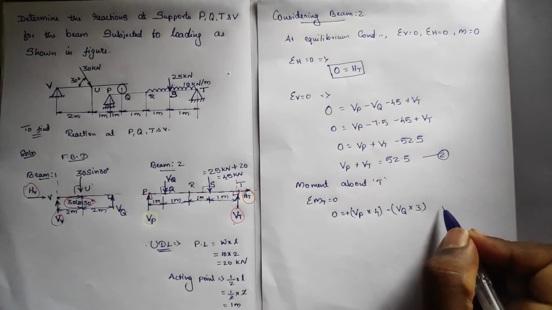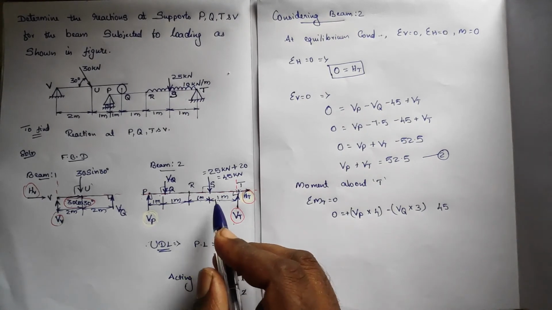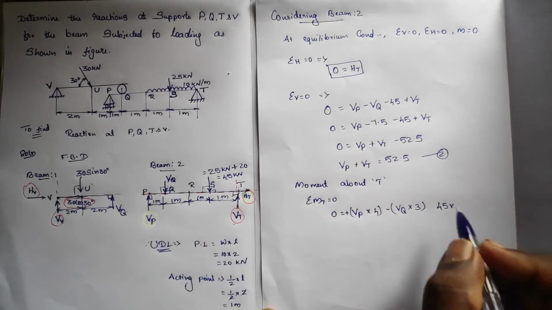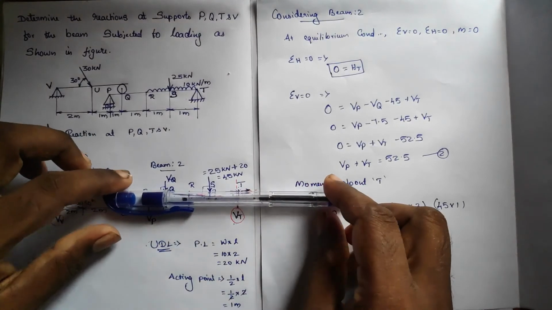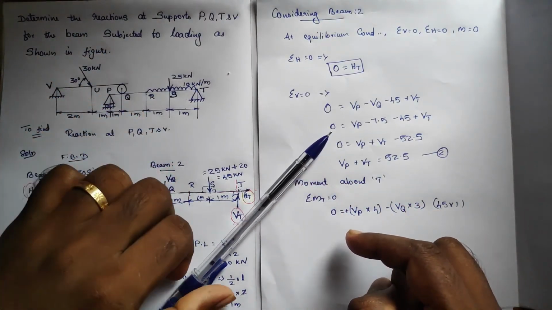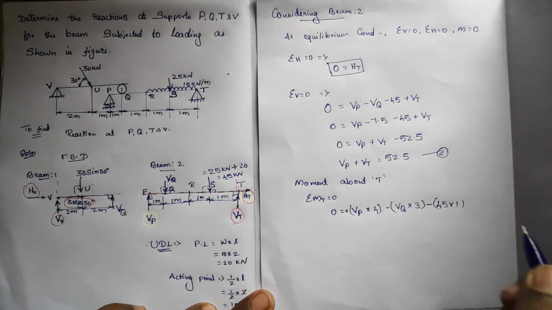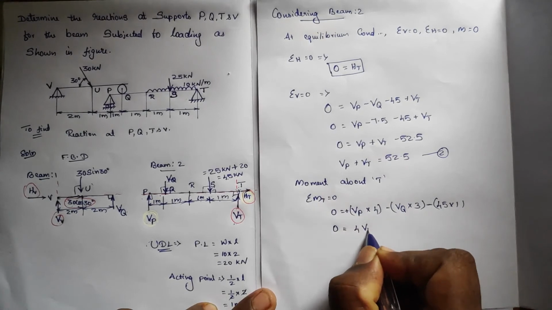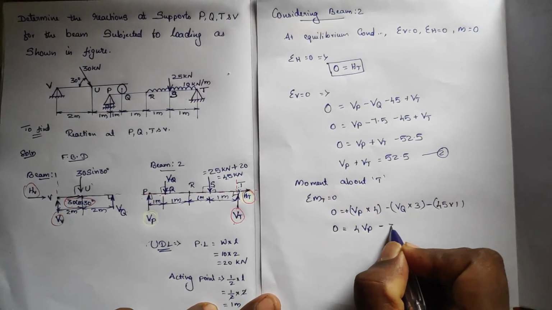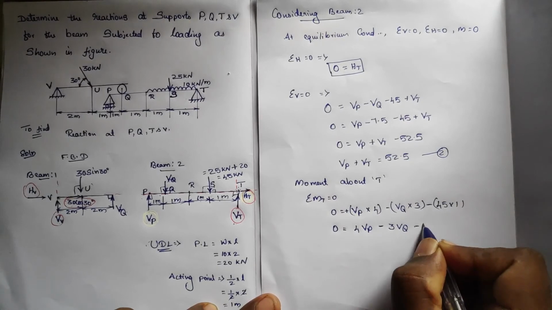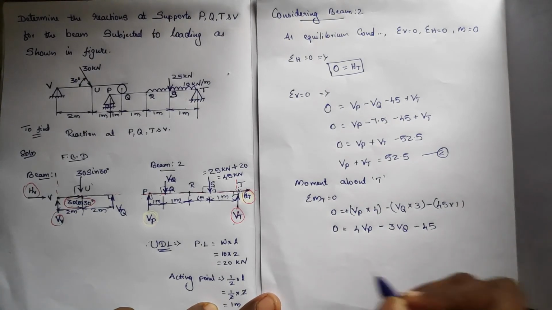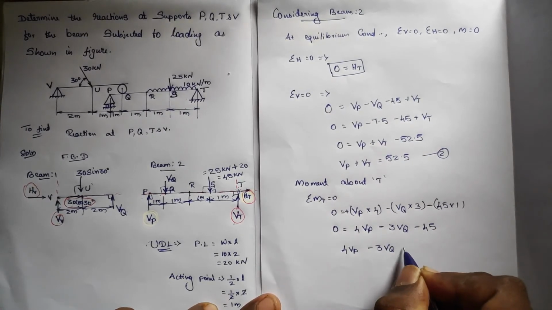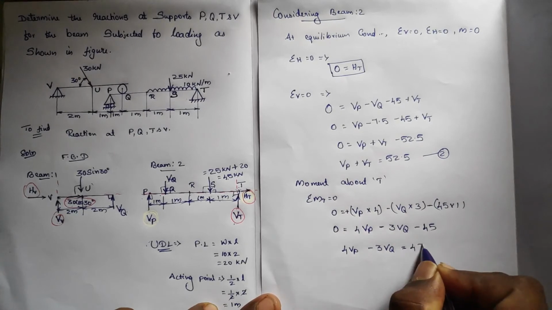And what about the next force? 45 kilonewton into its perpendicular distance. Its perpendicular distance about T is 1. And how does it rotate? It is acting downwards, right? So it is rotating in anti-clockwise direction, so it is minus. Okay, fine. So now 4 VP minus 3 VQ minus 45, right? So 4 VP minus 3 VQ is equal to 45.